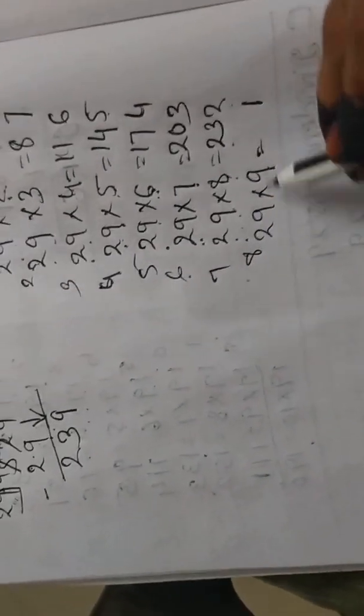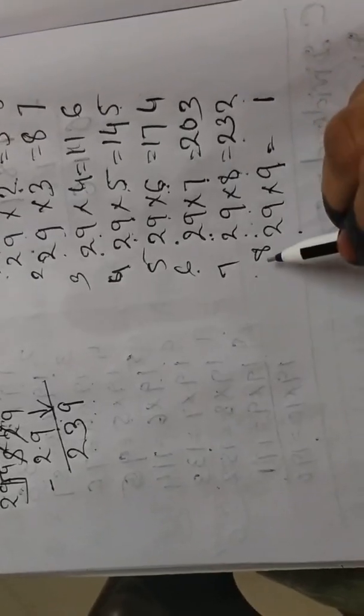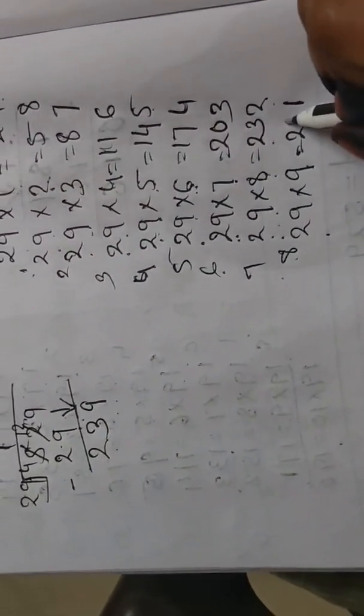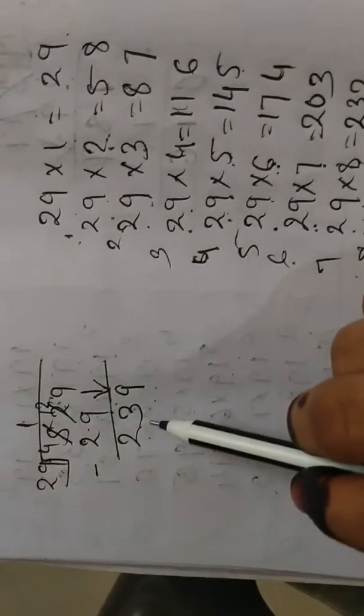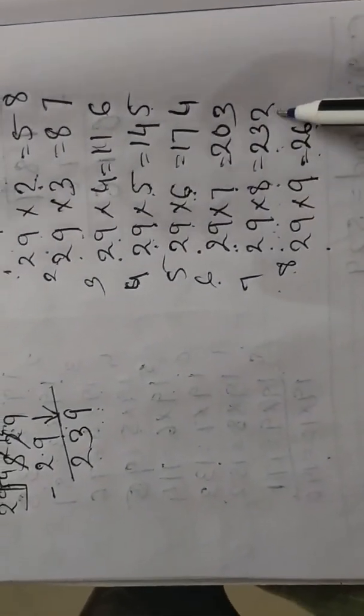29 9s are 9 9s are 81. Write here 1. 8 is a carry over. 9 2s are 18. 18 plus 8 is 26. Write here 26. So students, 26, that means 261. So 261 is a bigger number than 239. So we'll take 29 8s are 232.